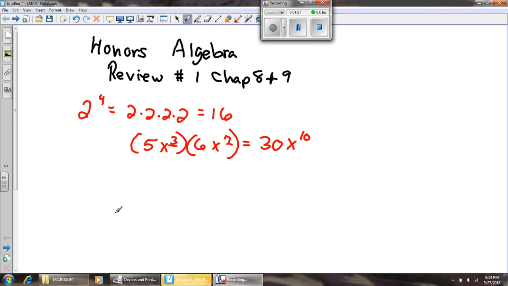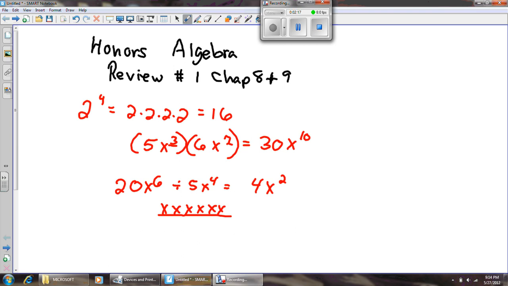When you're multiplying exponents, you add. When you're dividing, say you have 20x to the 6th divided by 5x to the 4th. Well, you do 20 divided by 5 and get 4. X to the 6th divided by x to the 4th, well, that's going to be x squared. The shortcut is to subtract. Look, wouldn't it look something like this? X to the 6th over x to the 4th. And then you'll remember that these cancel out. And I'm left with x times x in the numerator, which is the same as x squared.